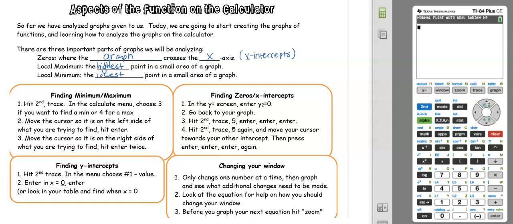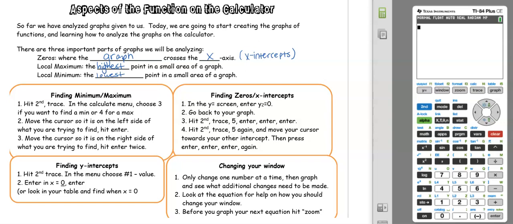So here are going to be directions on how to find the minimum or the maximum. Here are different ways to find zeros or x-intercepts, finding the y-intercepts, and then changing your window. Now we don't always have to change the window. The window is only if our graph is not within our 10 by 10 view, because we always start our graph at a 10 by 10 window so that we can see what we're looking at, and sometimes we have to adjust it, sometimes we don't.